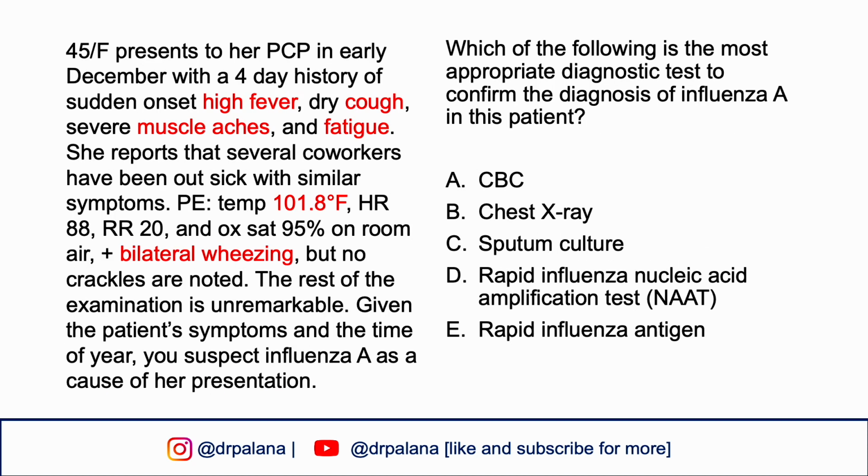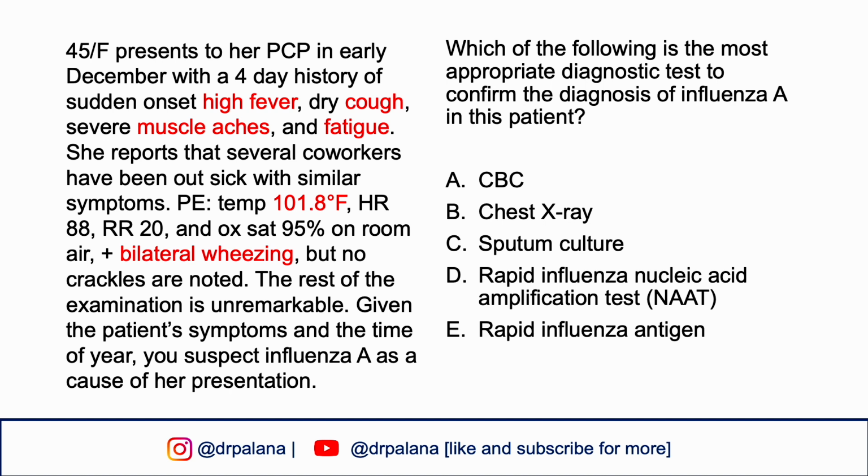A 45-year-old female presents to her primary care doctor's office in early December with a 4-day history of sudden onset of high fever, dry cough, severe muscle aches, and fatigue. She reports that several coworkers have been out sick with similar symptoms. Physical examination findings include a temperature of 101.8, heart rate 88, respiratory rate 20, and an oxygen saturation of 95% on room air. She also has bilateral wheezing, but no crackles are noted. The rest of the examination is unremarkable.